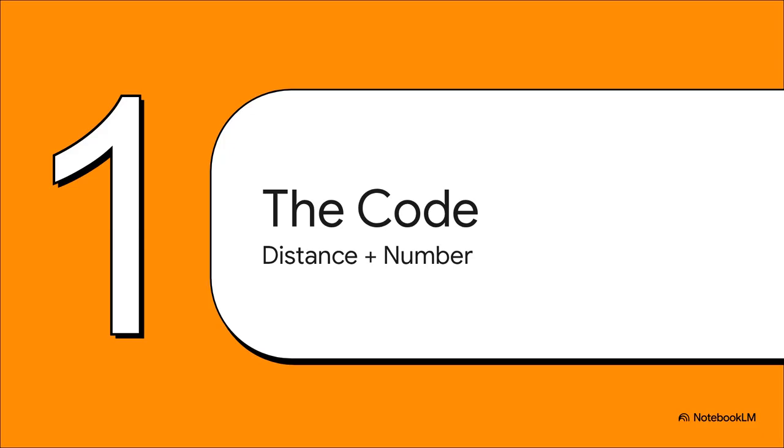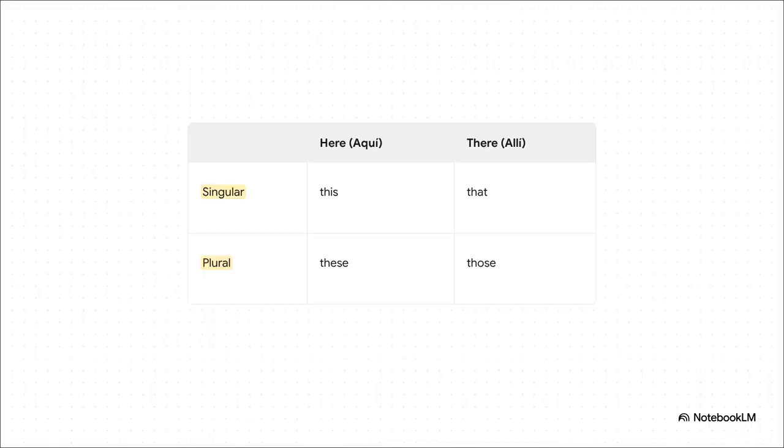Okay, so now let's look at the code itself. We're just putting distance and number together. All right, let's dive in. This little grid right here, this is basically our master key. So look across the top. You've got distance, here for stuff that's close to you, and there for stuff that's farther away. And you might notice the Spanish words aquí and allí. They mean the same thing. Then look down the side. We've got number, singular for when you're talking about just one thing, and plural for when you're talking about many.